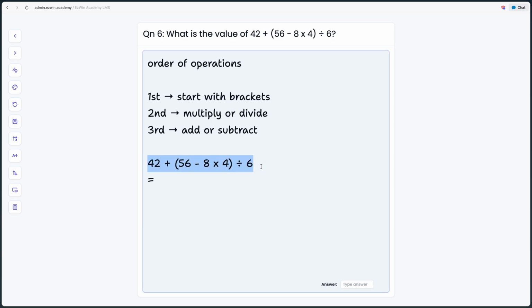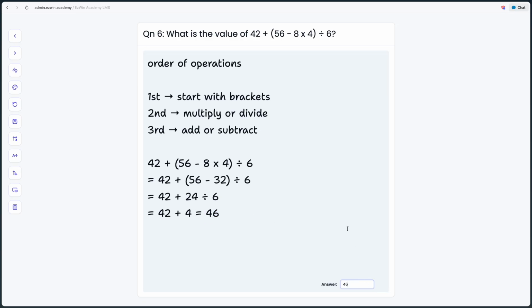So in this case, we will multiply. So 32. Then we still need to continue with the bracket. So 56 minus 32 will then be equal to 24. Then from here, we will just have 24 divided by 6. And this gives us 4. Alright, so this will be 42 plus 4 equal to 46. Okay, there you go. So that's the answer, 46. Alright, let's move on to the next question.